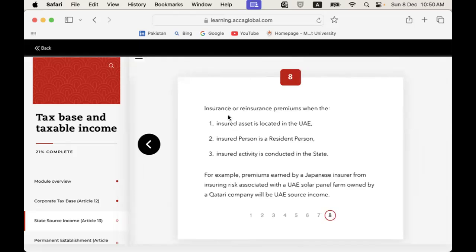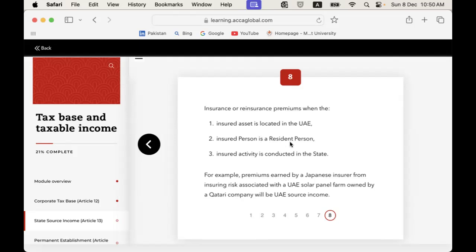Insurance angle, that is also very interesting. Insurance or reinsurance premiums when the insured asset is located in the UAE. So whoever is the insurance provider, whoever is the client, doesn't matter. But if the asset that is being insured is located in UAE, the premiums received by the insurer will be UAE sourced income. Insured person is a resident person.